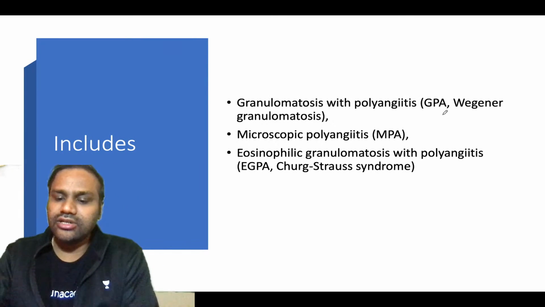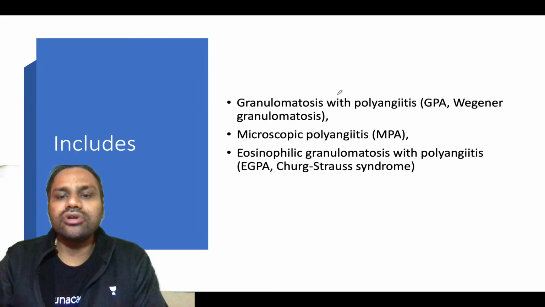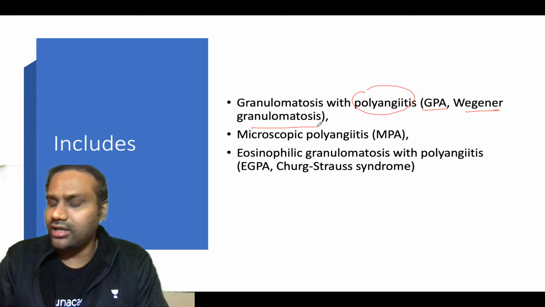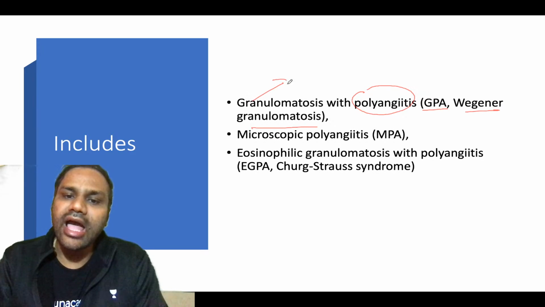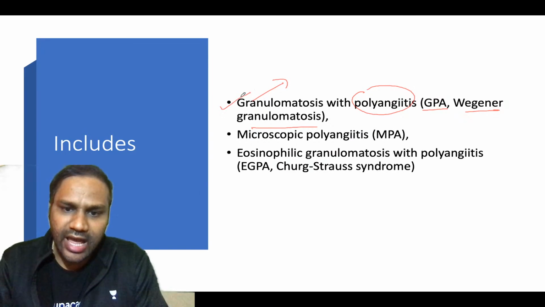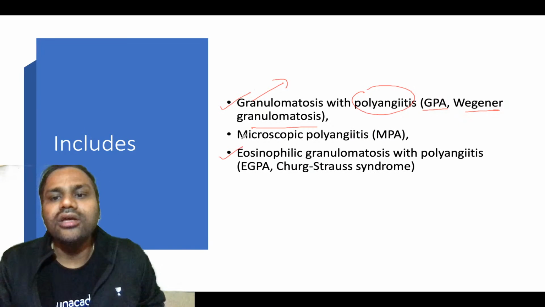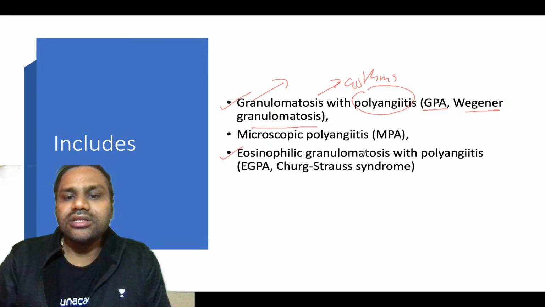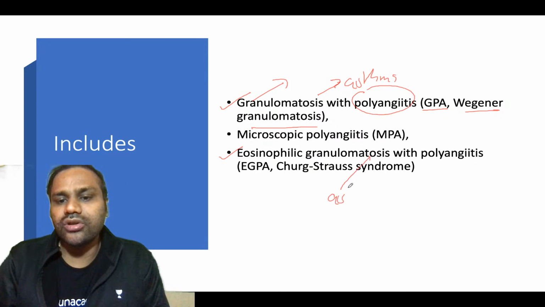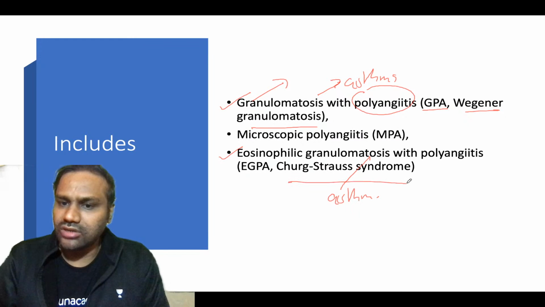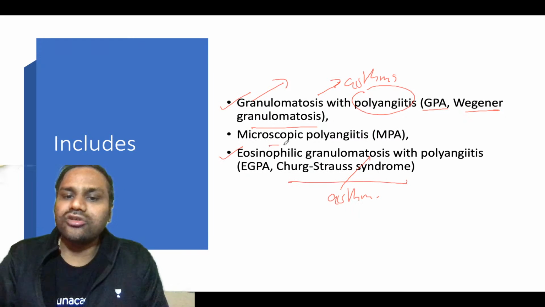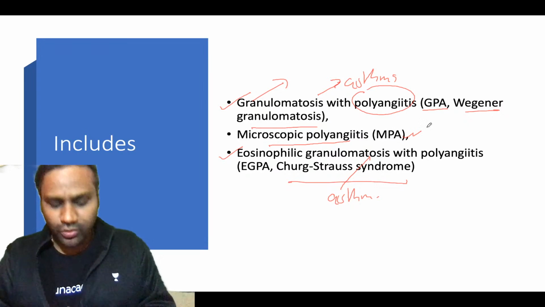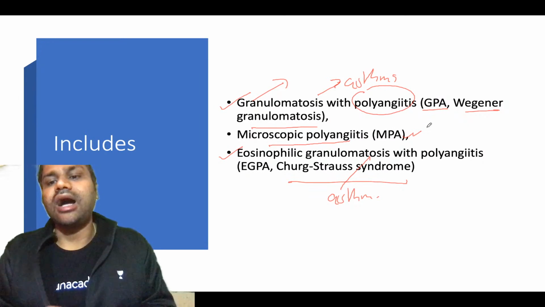So what does this include? ANCA positive, so they include granulomatosis with polyangiitis, GPA, where you will have granuloma. Churg-Strauss will also have granuloma. But in GPA you don't have asthma. In Churg-Strauss syndrome you have asthma plus eosinophils, so that you need to know. In microscopic polyangiitis there will be no granuloma, granulomatous inflammation will not be present.